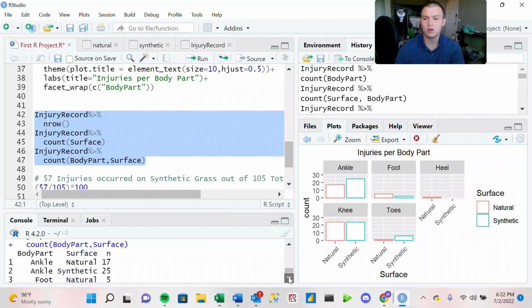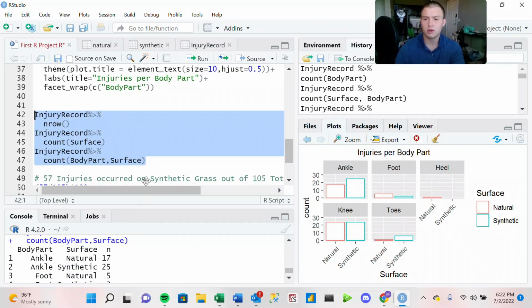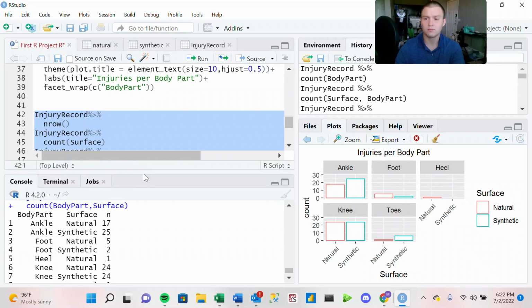Continuing on, we looked at breaking it down by the body part and surface. Here, if we expand it a little bit more, it's going to show us each individual body part per playing surface. So the ankle on natural versus ankle on synthetic. And this is just a table format of the graph that we just plotted right here.